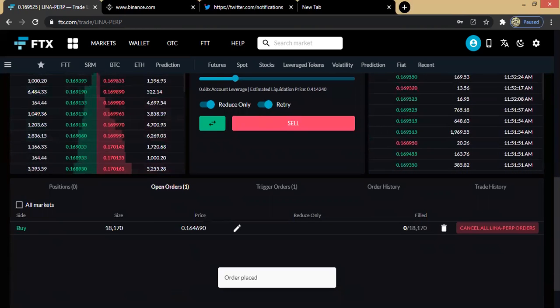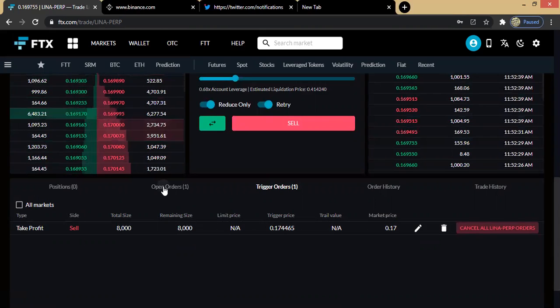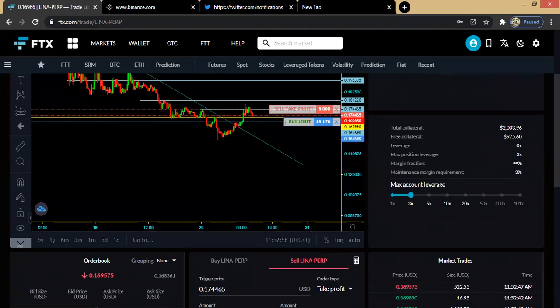So that's my TP1. If you check trigger order, that is where you can see it. You see my trigger order: remaining size 8,000 to total size 8,000. I want to close 8,000 positions at this current order. And then remember, I still have more. I have about 18,000, so I'm left with 10,170.